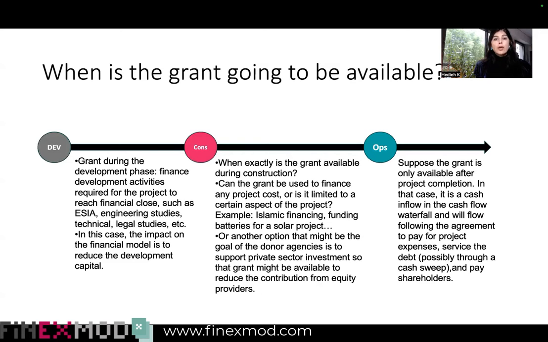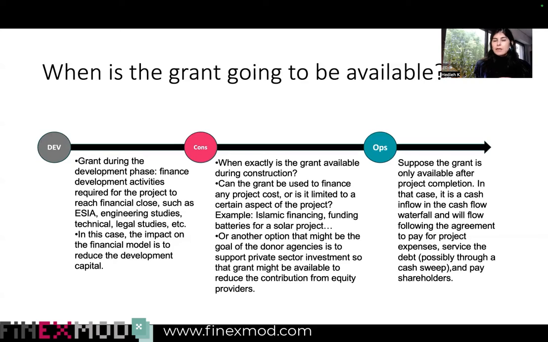If you are a project developer or you are working for a development company, then I really recommend that you add that sources and uses of funds in your project finance models. So it can be just during development.